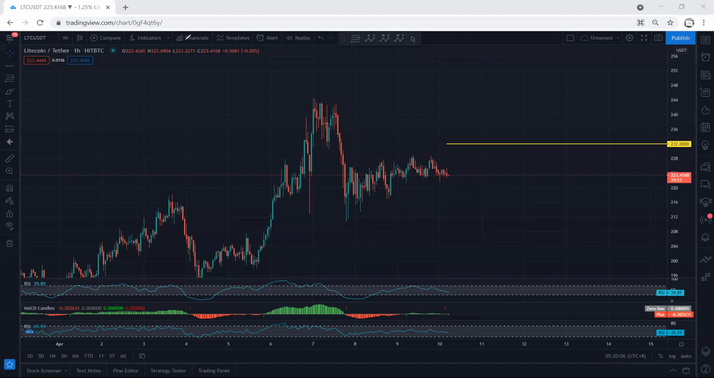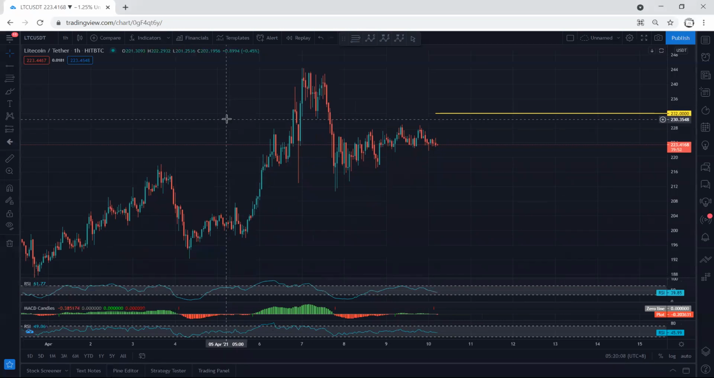Anyway, we just follow the chart and we don't have any trade setup to look for buy. And in this case, we just follow.